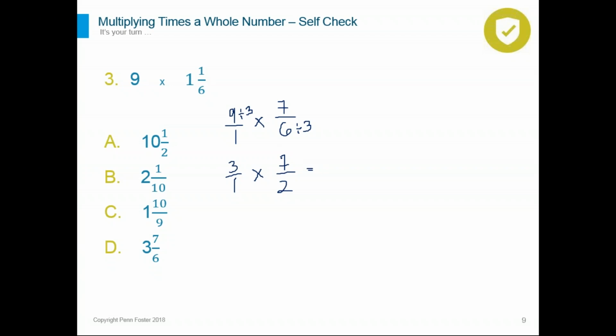So multiply across: 3 times 7 will give you 21, and 1 times 2 will give you 2. How many times does 2 go into 21? We know from the multiplication table that 10 times 2 will give you 20, the closest to the 21. So it's going to be 10, whole number, 2 will be the denominator. 10 times 2 is 20. 21 minus 20 will give you the 1. So the product is 10 and a half. So number A is the correct answer.